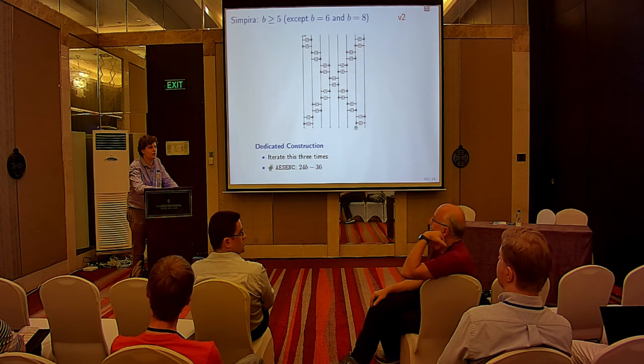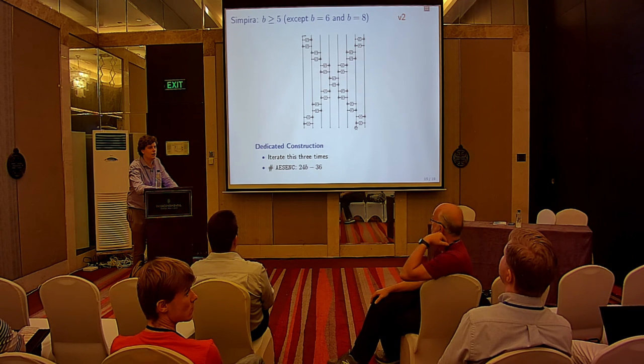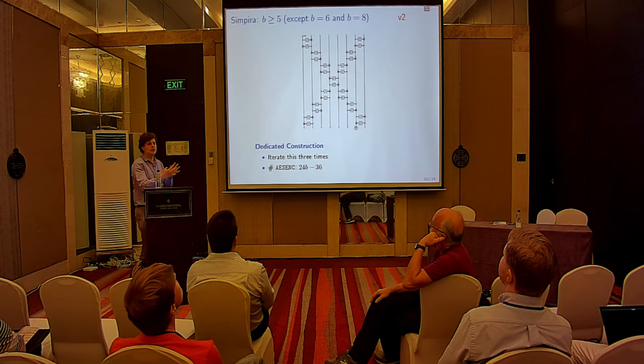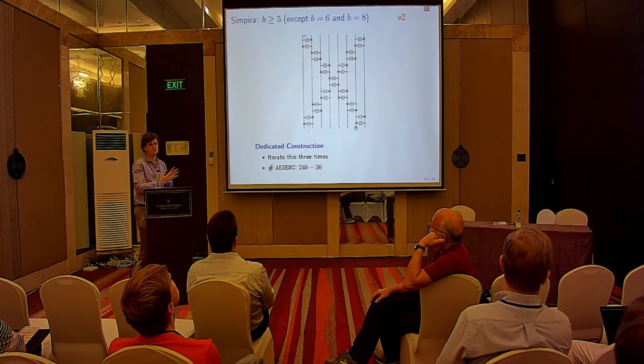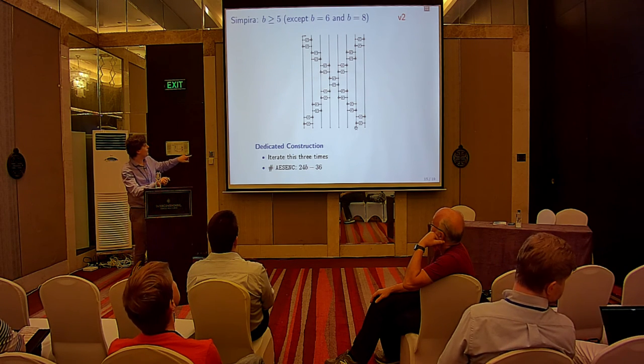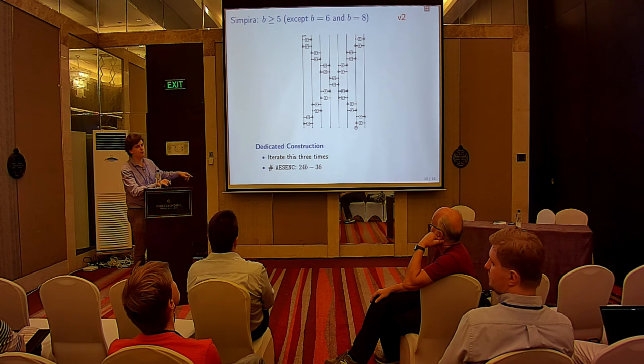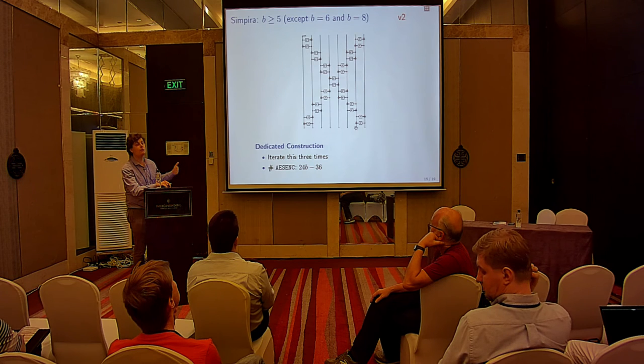B is the number of blocks. So the input is B times 128 bits. Well, look, you have 24B. You forget about the 36, yes, right? You have 24B for processing B times 128, for processing 16B bytes of data.